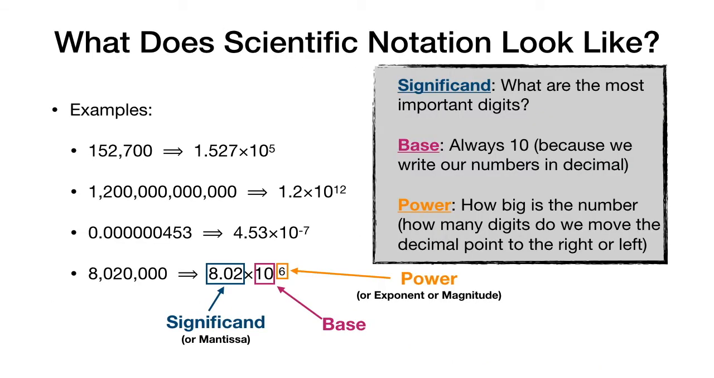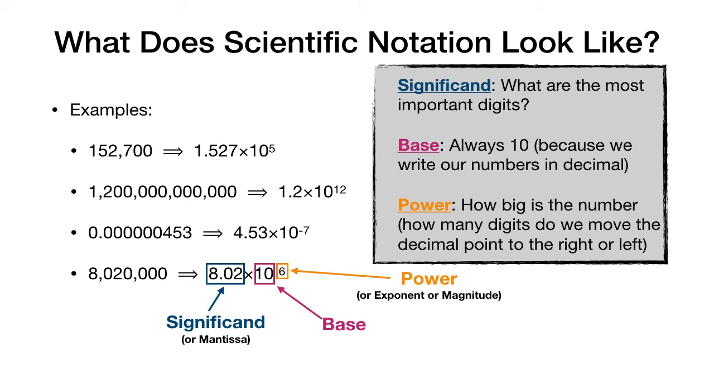So scientific notation has three parts. It has the significand, which are the most important digits in the number. It has the base, which is always 10, which is because we write our numbers in decimal. And the power, which is the exponent on the 10, is how big the number is. So how many digits do we move the decimal point to the right or to the left to make our final number?